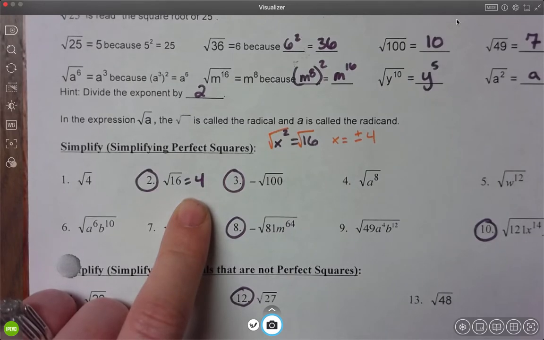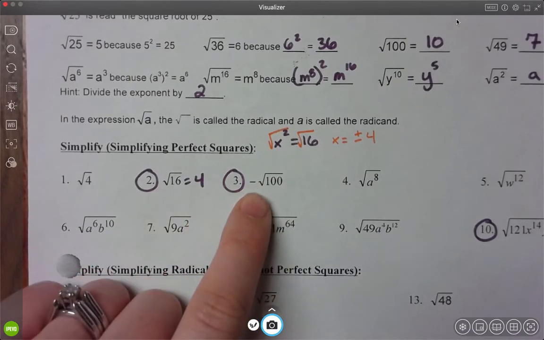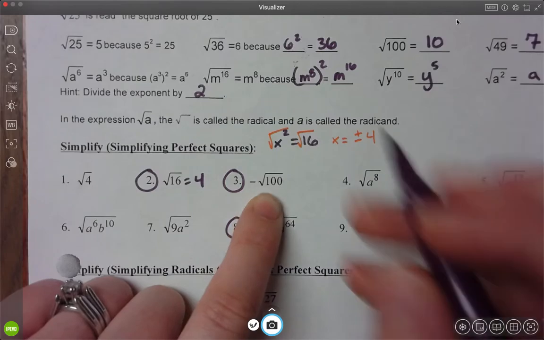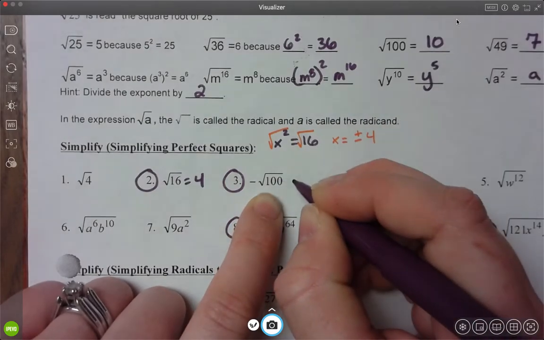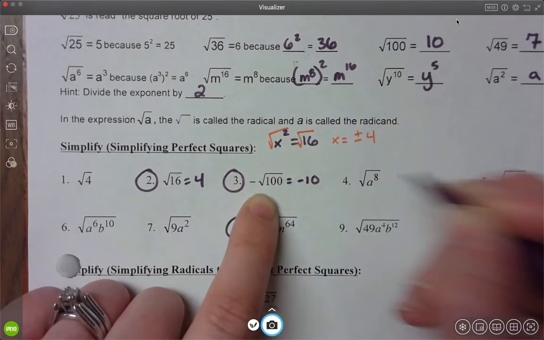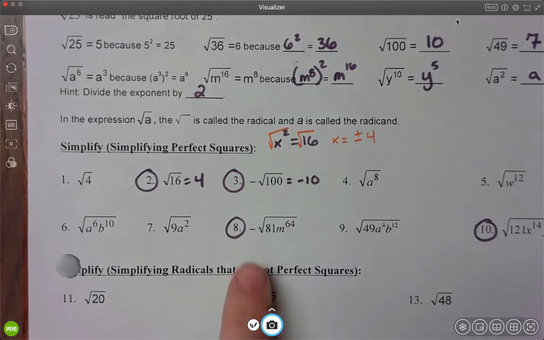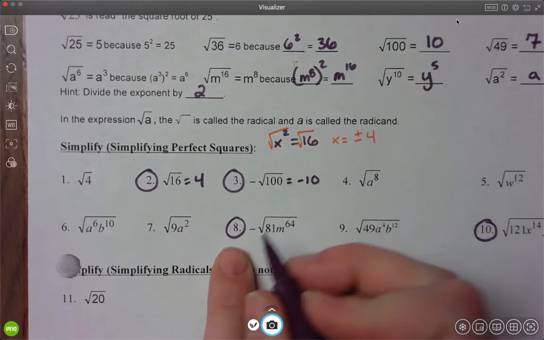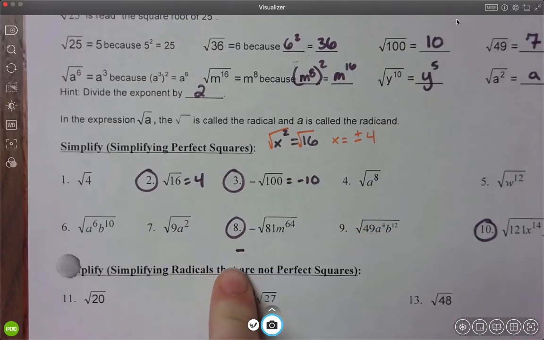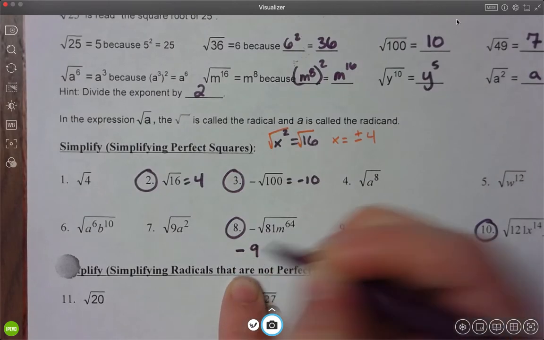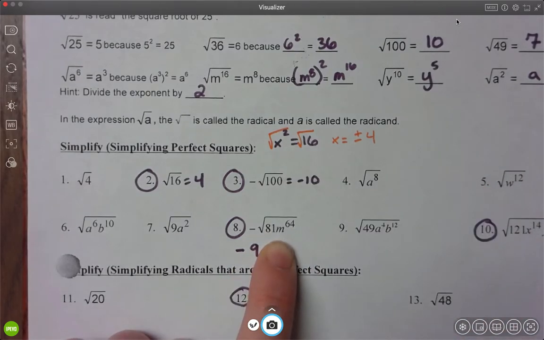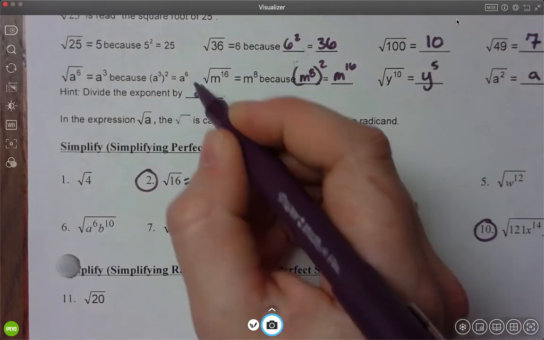Number 3, they already have the negative there. So we just take the square root of 100, which is 10, and we slap the negative on the front of it. So it's just going to be negative 10. And then number 8, there's kind of a string of things that we're doing here. Let's look at the negative just hanging out on the front, so we just include it. The square root of 81 is 9, and then the square root of m to the 64th. It's not m to the 8th power. Be careful of that. You're not taking the square root of 64. You are dividing the exponent by 2.